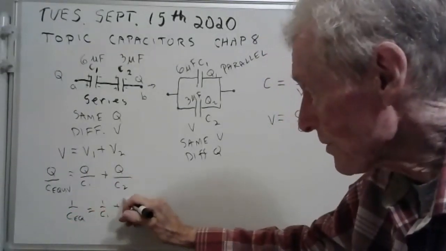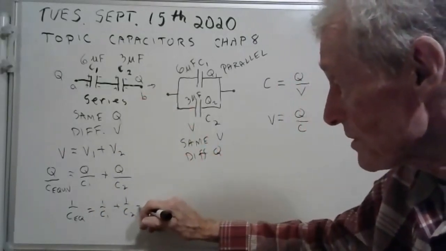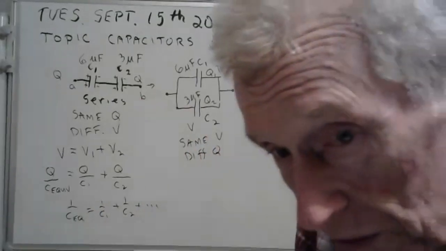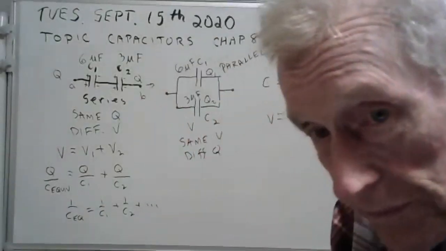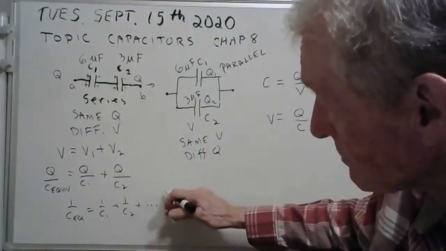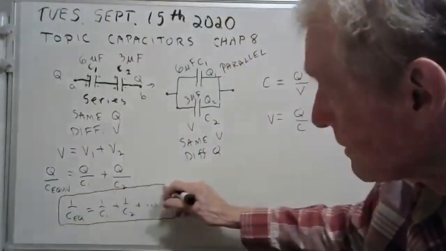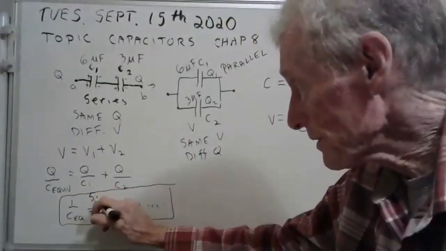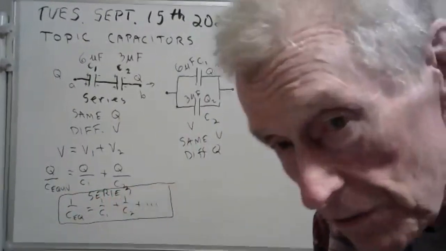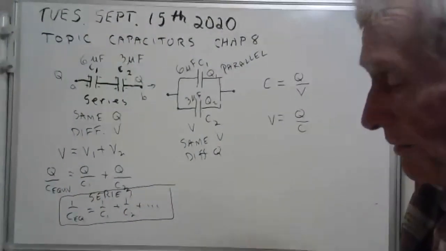Do a little math there. Now, if you had more than two in series, you could add some more. Hey, we just derived this equation. It's a nice little equation, but when is it good? It's good when you're in series. Did that show up? Yeah, that shows up. That's not too bad.